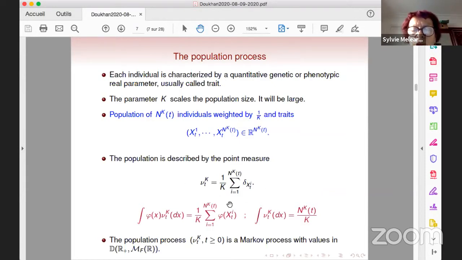My point measure just counts the individuals alive at time t, weighted by 1/K. For each individual i alive at time t, I associate its trait through a Dirac measure on this trait. And now I will describe the dynamics of the process.